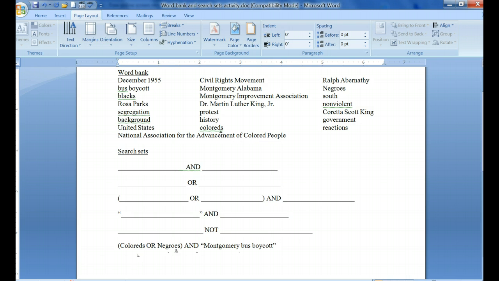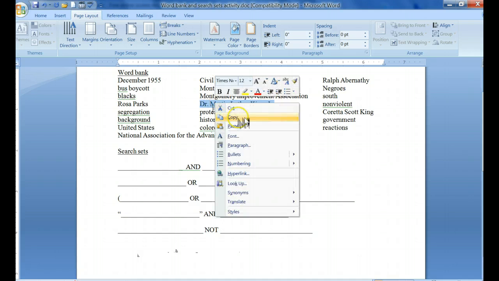Now let's look at the Boolean operator not. You'll recall that you need to be really careful when using this connector because it eliminates things from your result list before you have a chance to know that they even exist. So let's choose Dr. King.